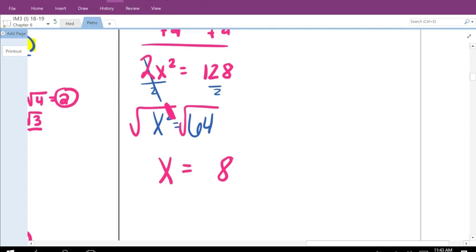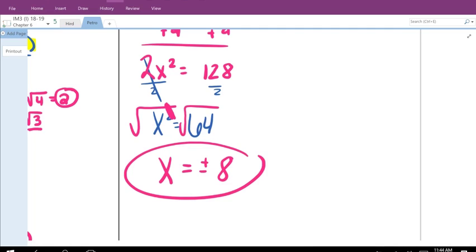Does anyone remember what I talked about in chapter 4? If you take the square root, what must go in front? A lot of people got this wrong on the test when we took it. Yeah, plus or minus. The reason why it's plus or minus, negative 8 squared is 64. That works too. Okay, so that's why. Questions? Okay, now we're going to practice a little bit more on the back. When you're ready, flip.